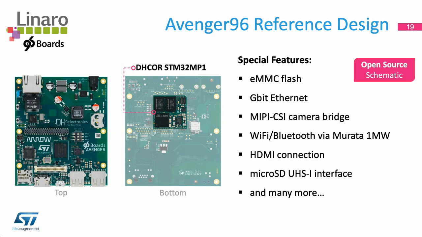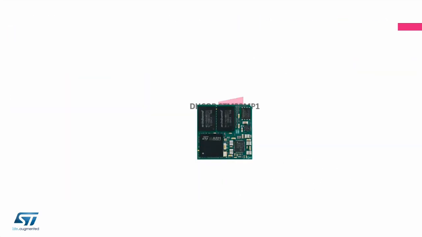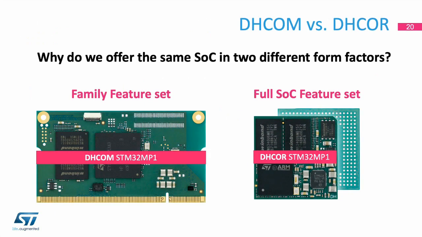And therefore you can just take a look and you see we've included an eMMC flash here. We have things like a gigabit Ethernet connection or even a Wi-Fi module and Bluetooth module. There is an HDMI connector and many, many more. And if you say some of these components might be interesting for your application too, you can just take a look at the schematic of the Avenger 96 board and use it as a reference for your design. So these are all the features about the DH core. So next, let's talk about the DHCOM module.